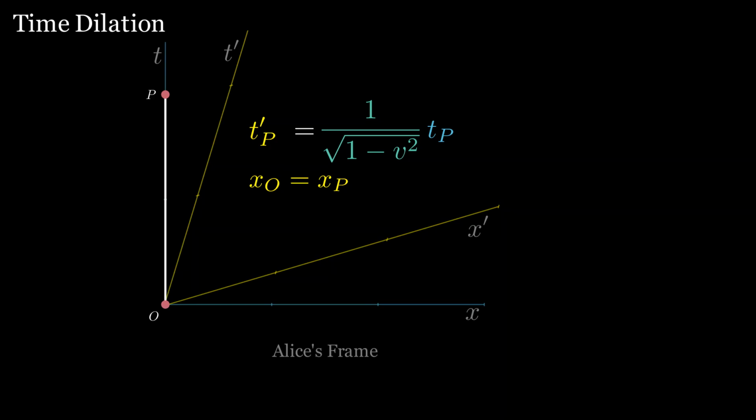We can also describe time dilation from another perspective. Bob's reference frame is an inertial frame, and Bob will find that the internal clocks of any moving objects are slower than his own clock.